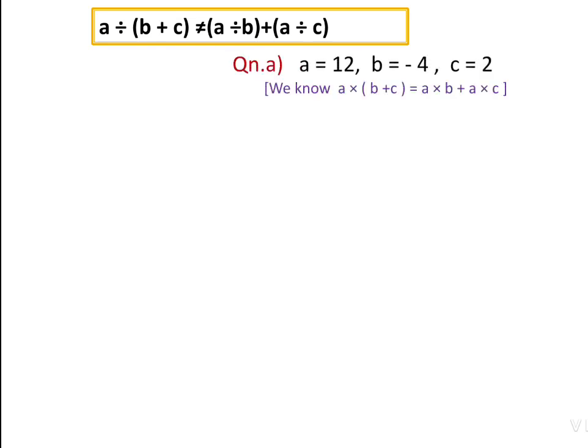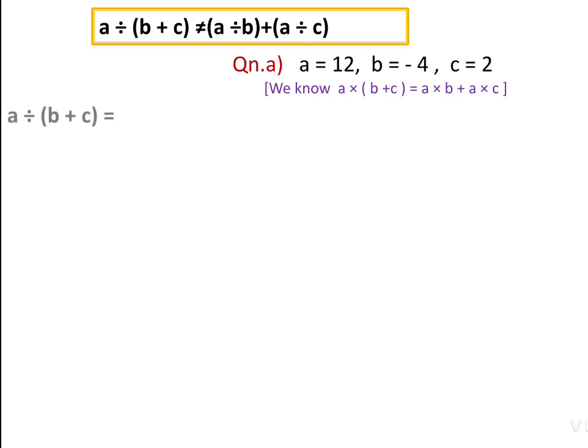Let's see which numbers are given. A equals 12, B equals minus 4, C equals 2. But we know A into (B plus C) equals A into B plus A into C; there we studied multiplication. Here, instead of multiplication, our rule is division. So, let's see how to do it. We substitute these three values of A, B and C in the given rule.